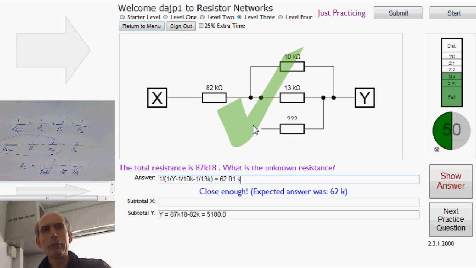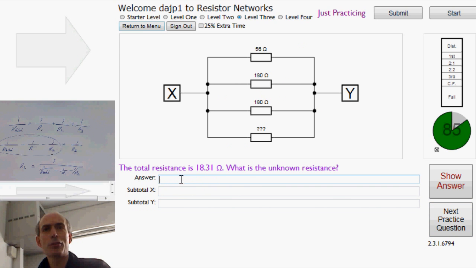And again, slight rounding error, because 87k18 is only accurate to 4 significant figures, but close enough to be marked correct. We could have guessed it was slightly wrong, because this quiz app always uses values of resistors that do actually exist. And 62.01k is not a resistor value that you can go and buy, but 62k is a very common value in the E24 series.